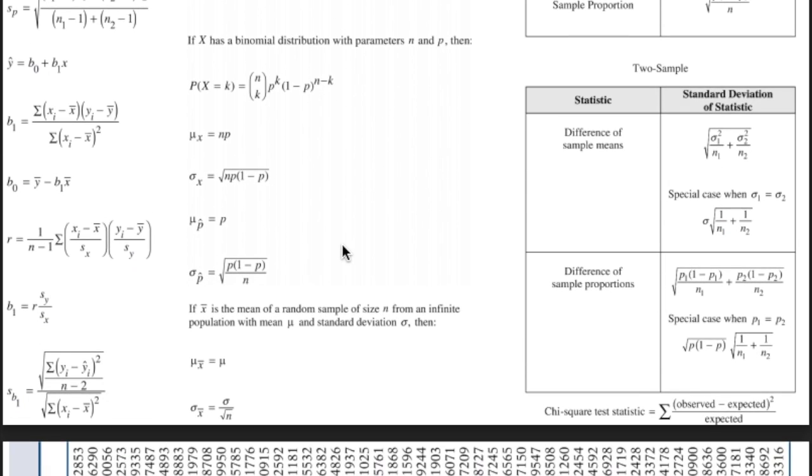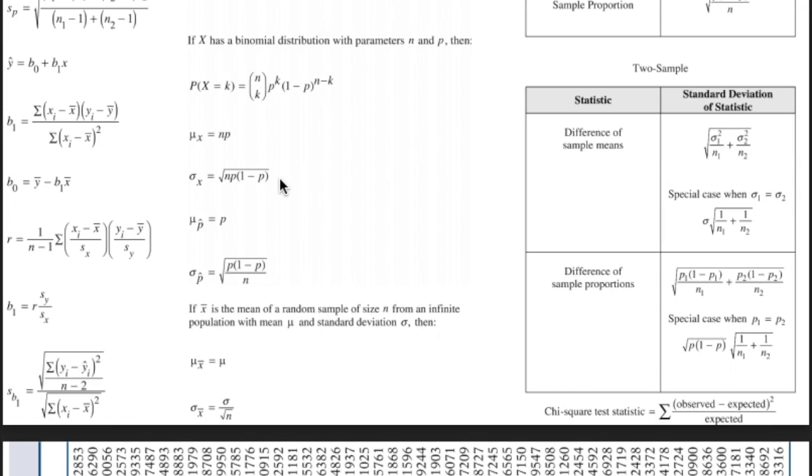These next three are for a binomial distribution. Binomial distribution is when you know the probability of something happening one time and you want to know the probability of it happening multiple times. So this first one is your probability formula. This is where we would use binomPDF or binomCDF in our calculator to do it quicker, but this is the actual formula for it to show your work, or if you forget how to do it in your calculator.